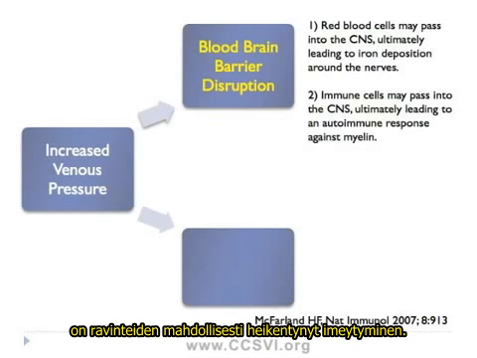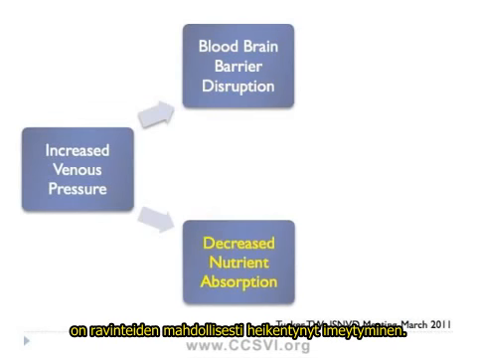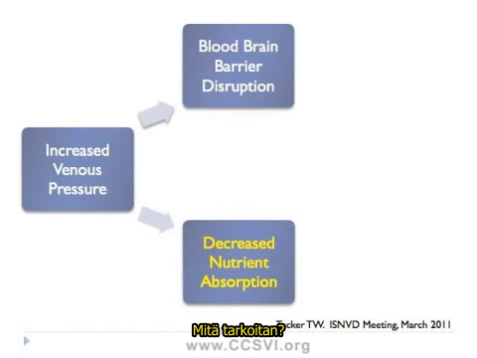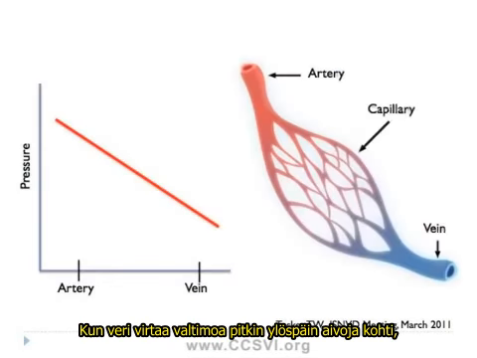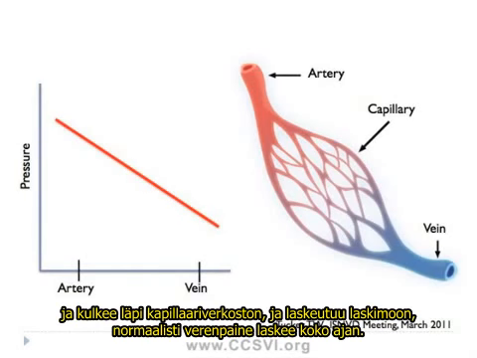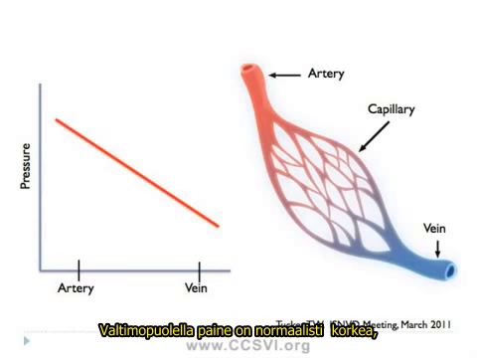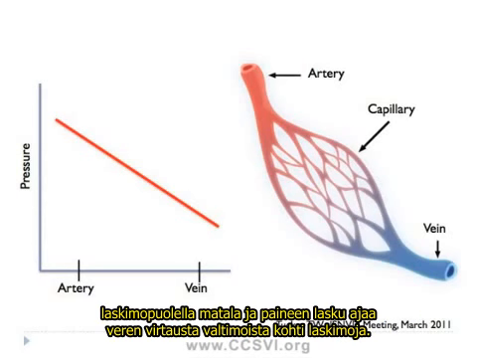The other thing that was recently discussed at the International Society for Neurovascular Disease meeting in Italy, held just a week or two ago, is the potential to decrease nutrient absorption. So what do I mean? Well, when the blood flows up towards the brain through this artery, and then passes through the capillary bed down into the vein, there's normally a decrease in pressure. On the artery side, the pressure is high. On the vein side, the pressure is low, and that's what drives flow from the artery to the vein.